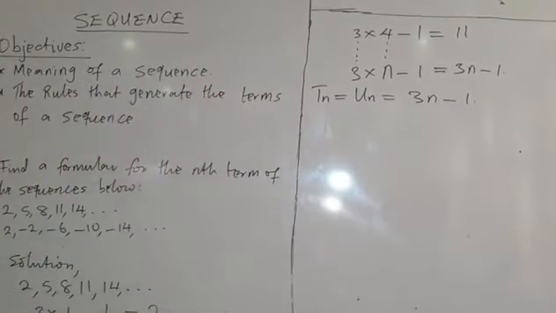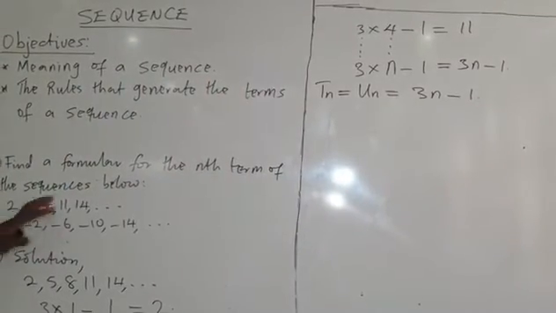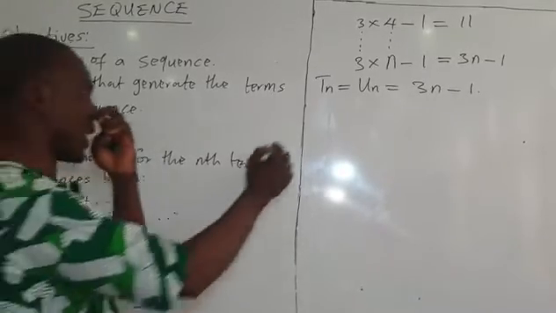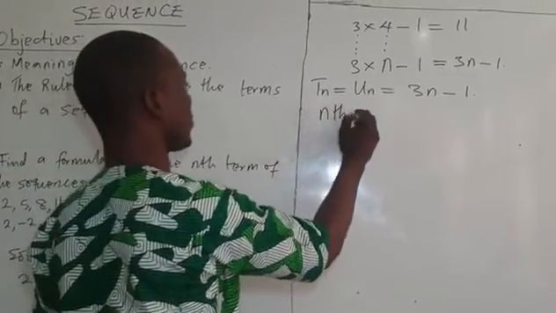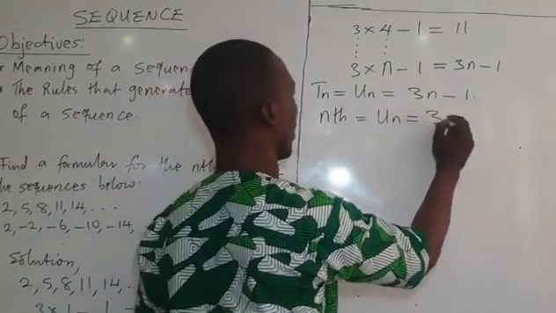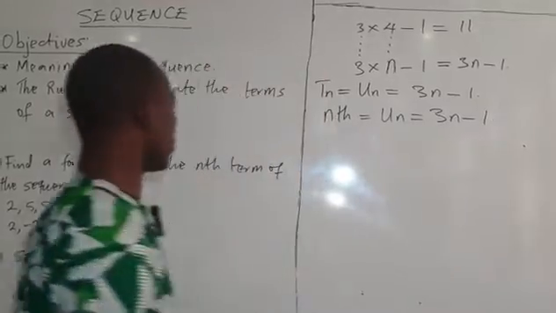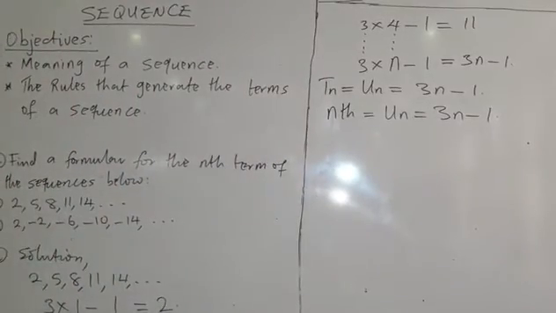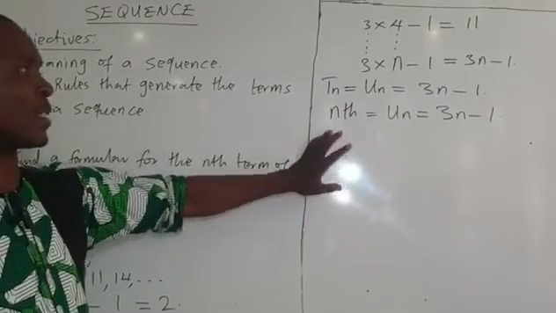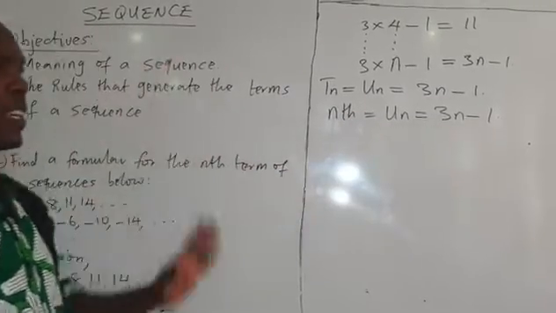So here is the formula for the nth term of this sequence. Or we write it as nth term, which is un, is also 3n minus 1. So the formula we are looking for is 3n minus 1. What we are saying in essence is that with this formula, you can get any term.